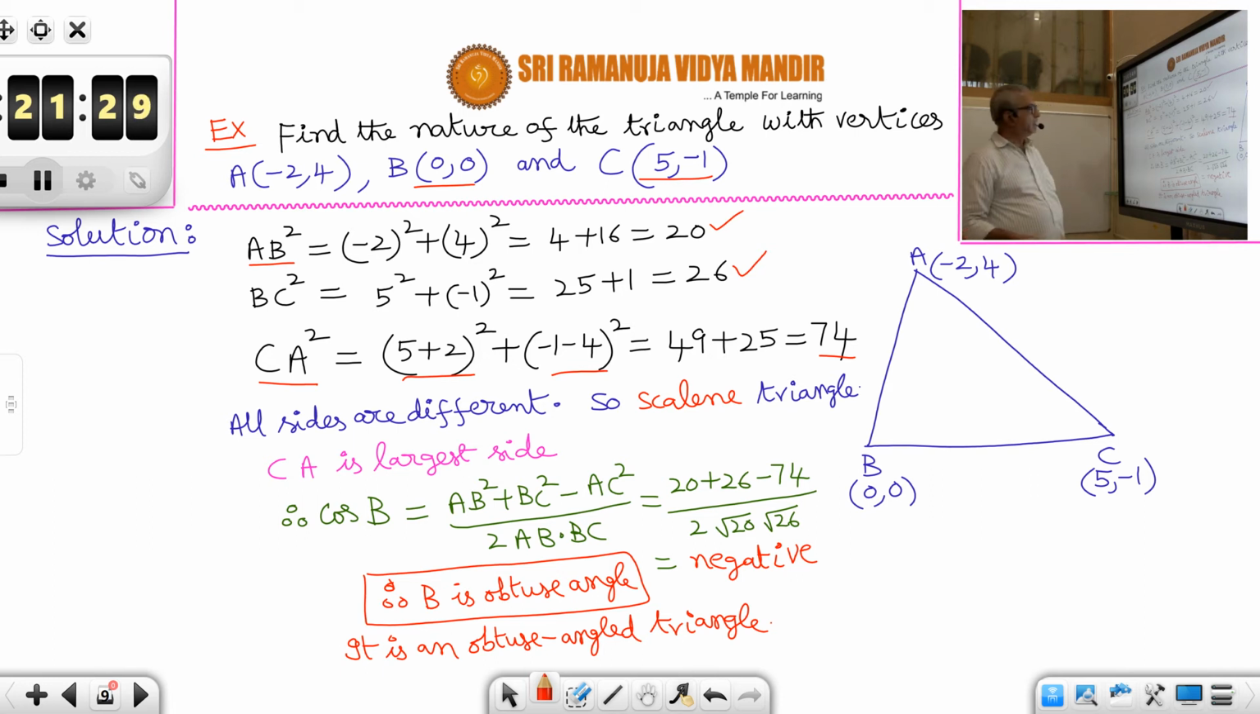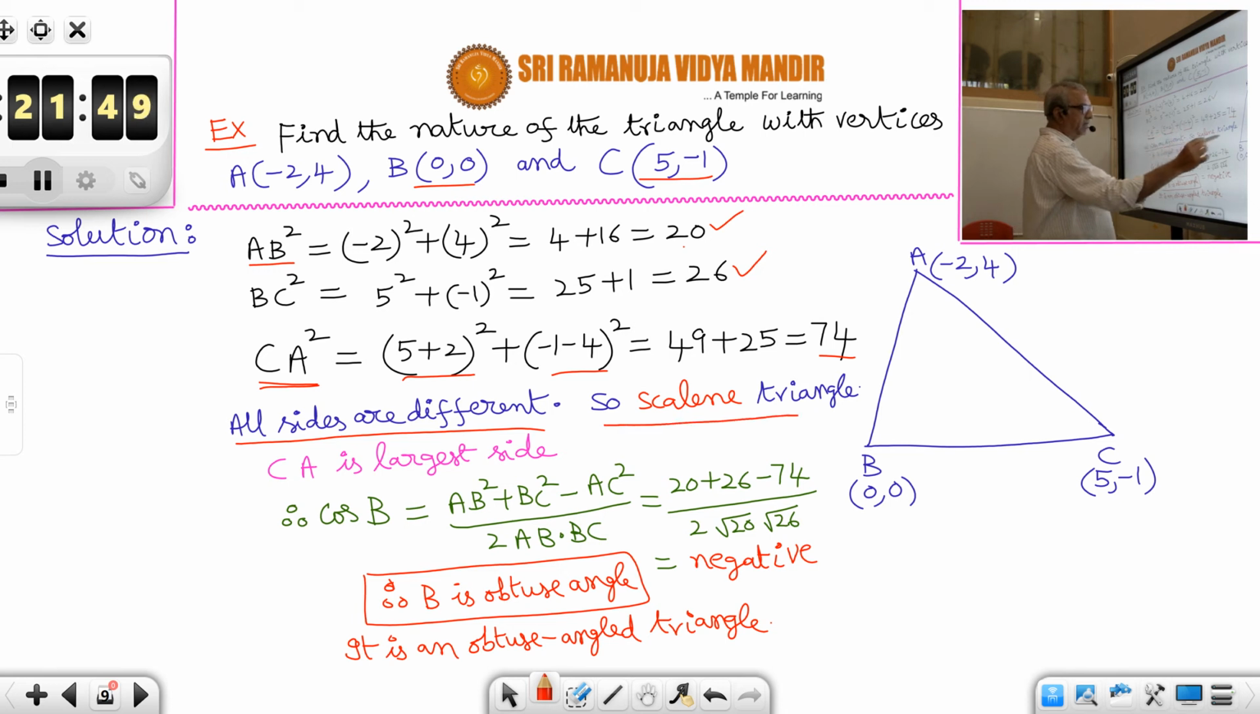So which is the largest side? AB square is 20, therefore AB is root 20. BC is root 26. CA is root 74. Which is the largest side? CA is clearly the largest side. You can see that all sides are different. Therefore, first of all, it is a scalene triangle. Which is the largest side? CA is the largest side.